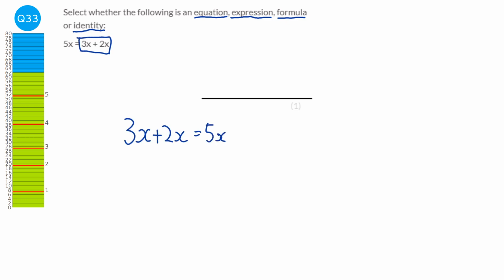Now normally with an identity, it's shown with 3 lines. Now in the exam, this type of question won't be shown with 3 lines because that kind of gives it away that it's an identity. But this question is definitely an identity. And you can't solve it because it's true for all values of x. So yes, x could be 10, x could be a million, x could be a third, x could be anything.